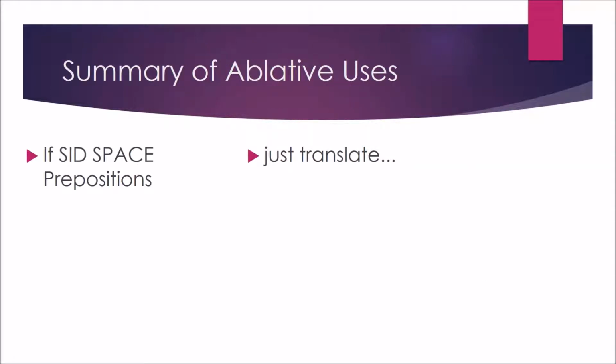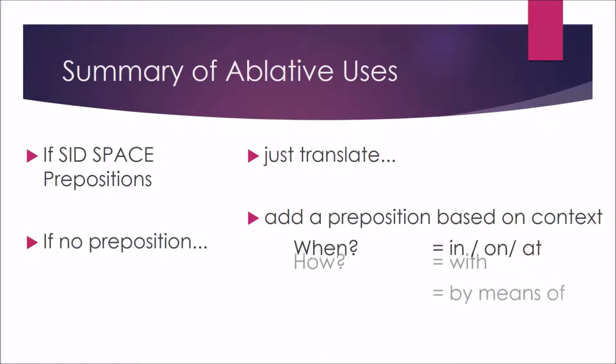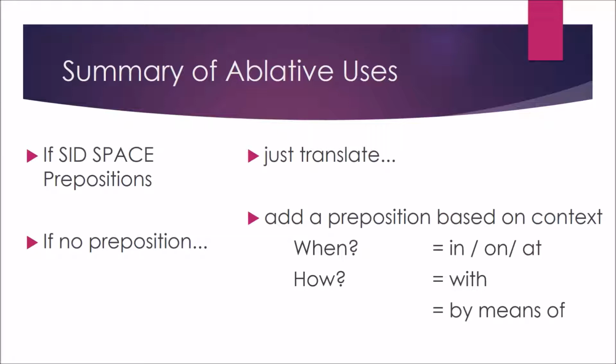So just as a quick reminder, when you encounter a word in the ablative case, if it has a preposition, just go ahead and translate with whatever that preposition means. If, on the other hand, it doesn't have a preposition, you're going to need to pick the best possible preposition in English, and that's going to be based on what question it is answering. If it answers the question when, choose the translation options of in, on, or at. If it answers the question how, choose with or by means of as a translation option. And if it answers the question why, that's our new ablative of cause. And a good way of always translating the ablative of cause correctly is with because of.